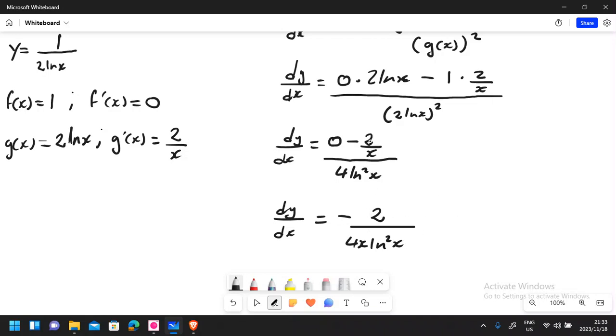Remember, this is a fraction. Yes, this is how it is done, guys. This is the fraction. This is how it's done. So this x is going to go underneath.